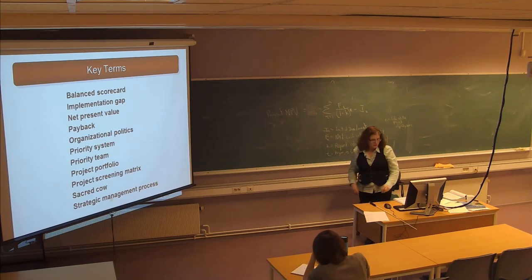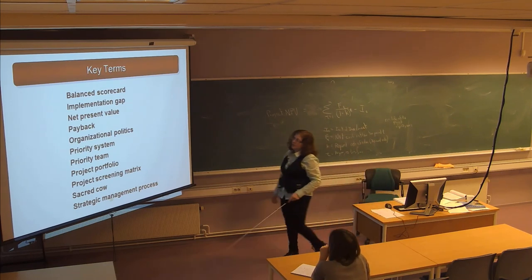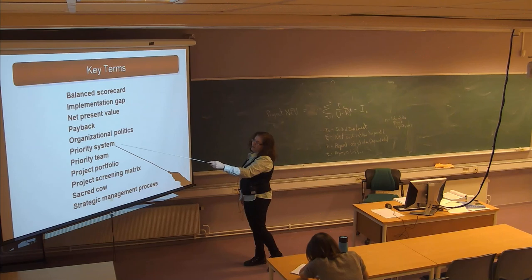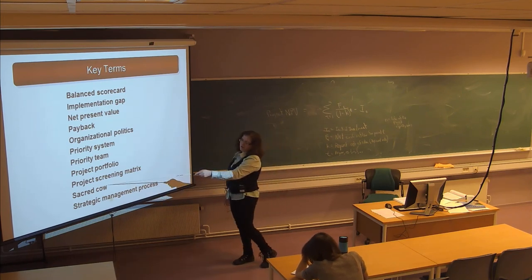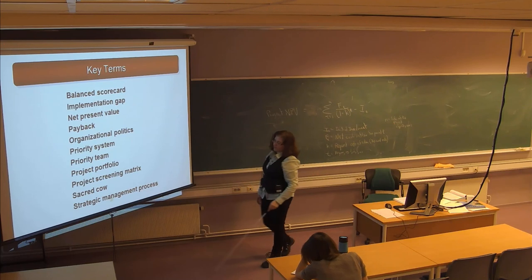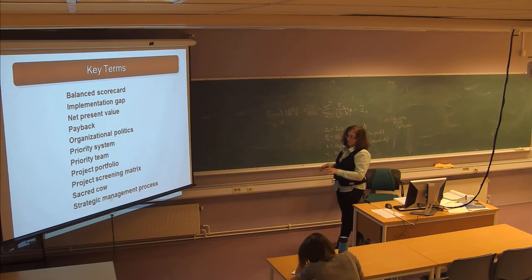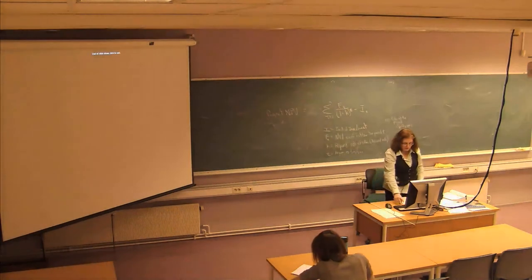So the basic terms that were in this chapter, we didn't really look at balanced scorecard so much, but this is looking at multiple criteria: implementation gap, net present value, payback, organizational politics, priority systems, priority teams, project portfolio, project screening matrix. Sacred cow has to do with politics and having your pet projects. Strategic management process. So the important part is to have a process for identifying the projects that are good to support, for being able to select those projects based on the company's missions and objectives. Okay. So that's it. Chapter 2.